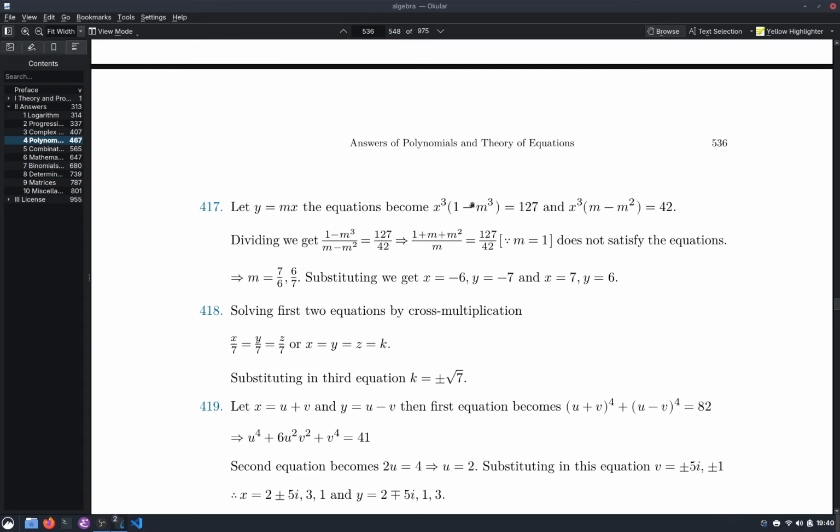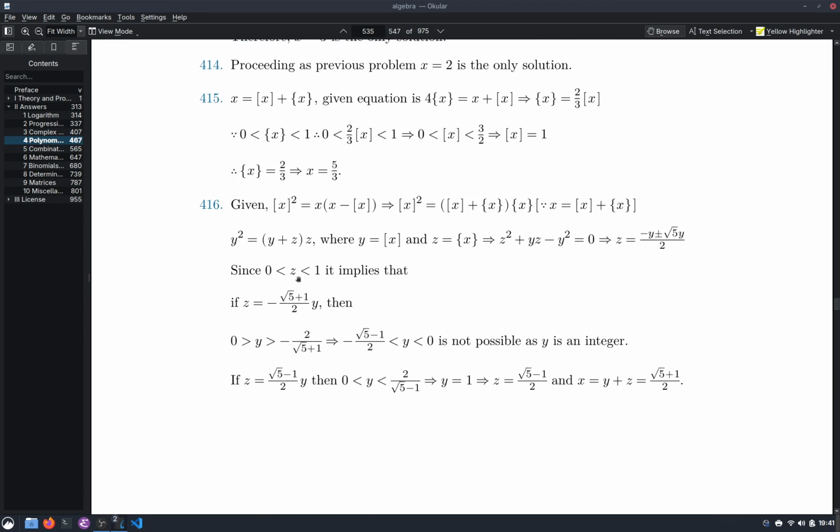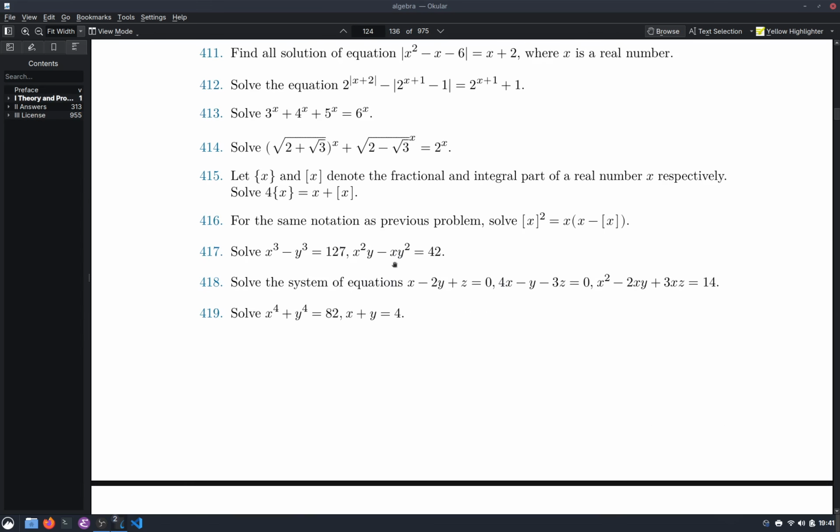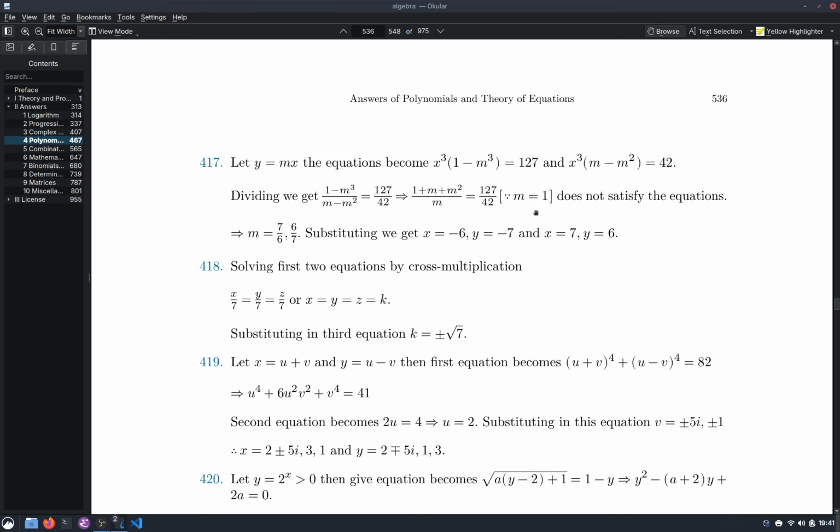If m becomes 1, this becomes 0, and then the left hand side becomes 0 and 127 is not equal to 0. Similarly, for this also, this becomes 0. So clearly m is equal to 1 will not work. y is not equal to x. That is, you can clearly see it will make left hand side 0 in both cases. So x is equal to y is not possible.